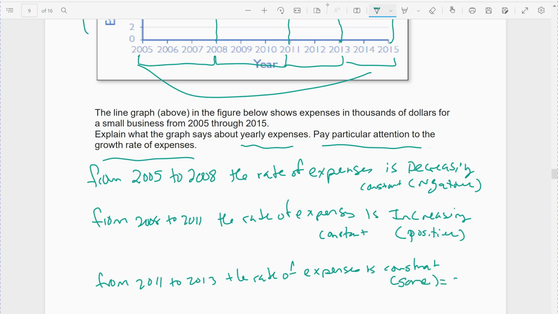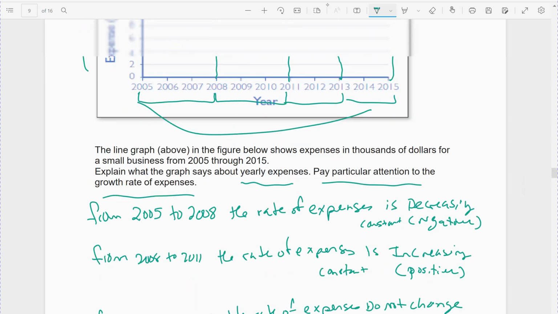or a zero rate of growth, right? It is neither increasing nor decreasing, so zero change. That's what it means. Zero change in expenses, neither growing nor declining. So again, it looks like it's a horizontal line there. So the expenses are not changing. Well, I guess a better way to say it is that the expenses do not change over those years. They stay constant. They stay the exact same from 2011 to 2013, the way it looks.